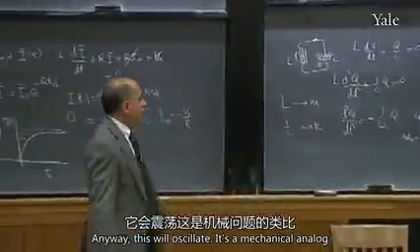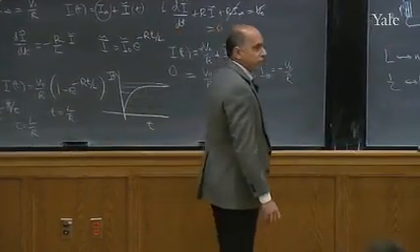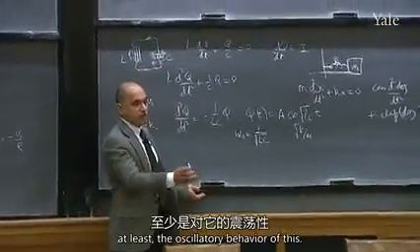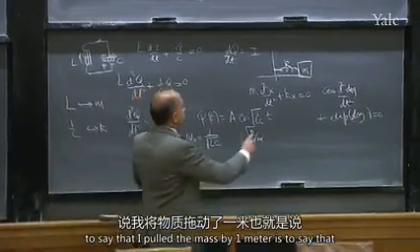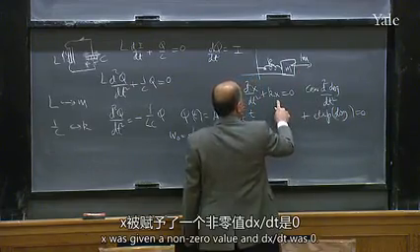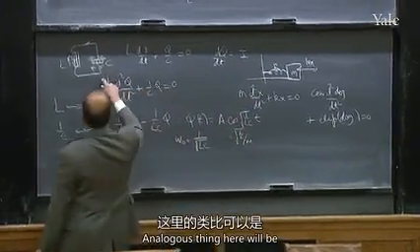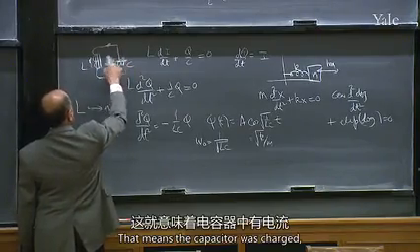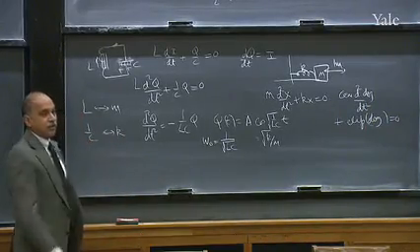Anyway, this will oscillate. It's an electrical analog of the mechanical problem. So I don't want to do too much of this because I think you should be quite familiar with this, at least the oscillatory behavior of this. And the analogy is perfect. For example, to say that I pulled the mass by 1 meter is to say that x was given a non-zero value and dx/dt was 0. The analogous thing here will be q was given a non-zero value and dq/dt, which is I, is 0. That means the capacitor was charged, the inductor was not carrying any current. Then I let it go. What happens? The problems are identical.